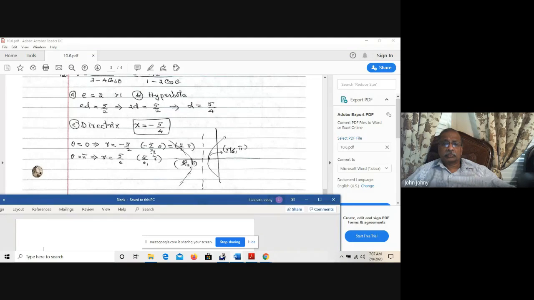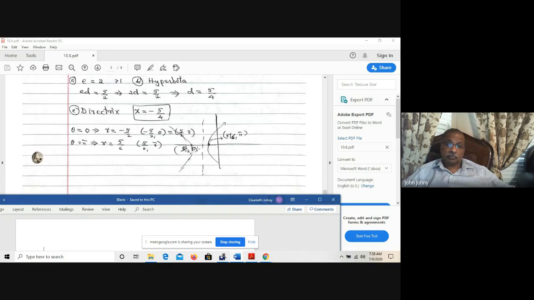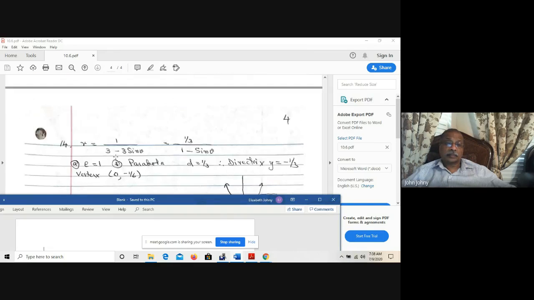This is negative 5 over 2, 0, with theta is 0. This is in polar coordinates. If you want to convert this into rectangular coordinates, you have to find x is equal to r cos theta. So negative 5 over 2 times cosine 0. So it will be negative 5 over 2. Theta is equal to pi, r is equal to 5 divided by 6. So that is 5 divided by 6, pi. So this answer is given in polar coordinates. That's it. But if I ask you to write the rectangular coordinates, you have to find x is equal to r cos theta and y is equal to r sin theta.